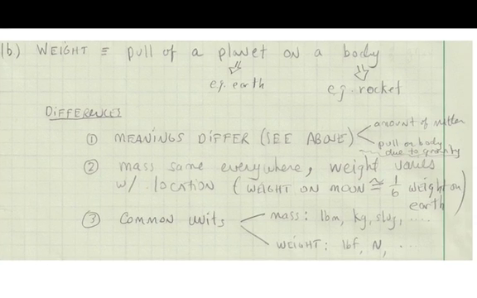Problem 1b asked, what does weight mean? And weight is the pull of a planet, for example, the Earth, on a body, for example, the rocket. And equally correct, we could have said weight is the pull of gravity on a body.